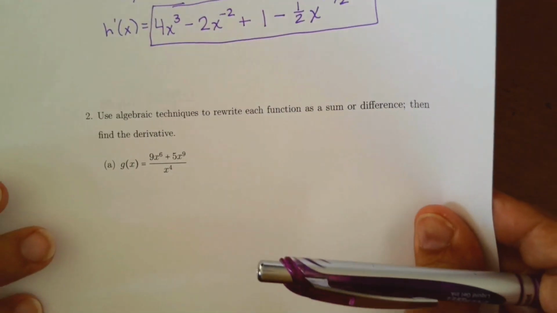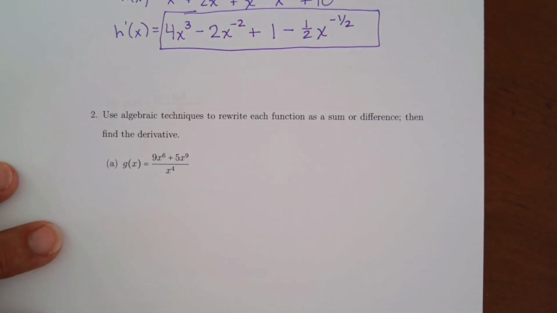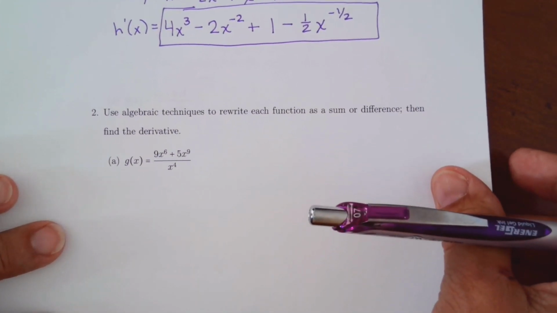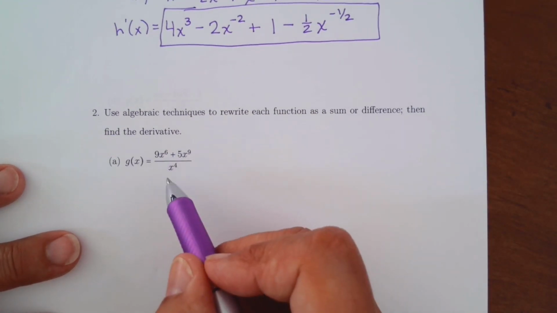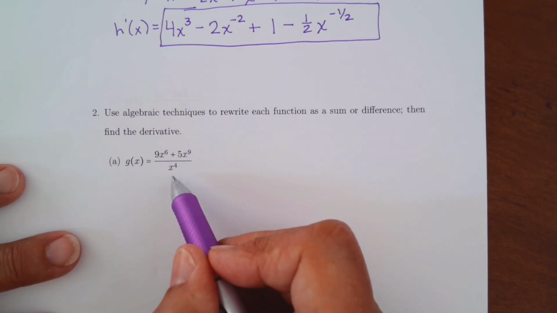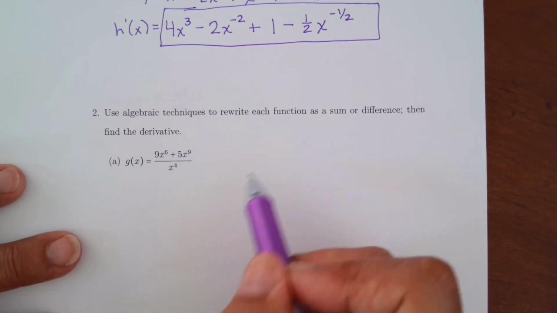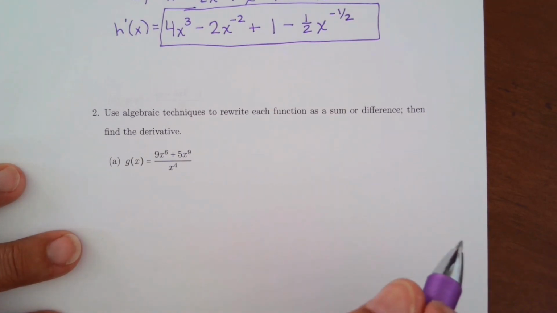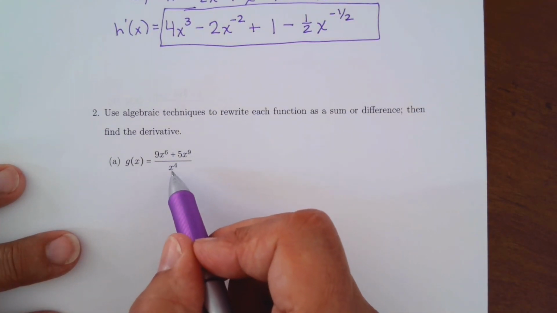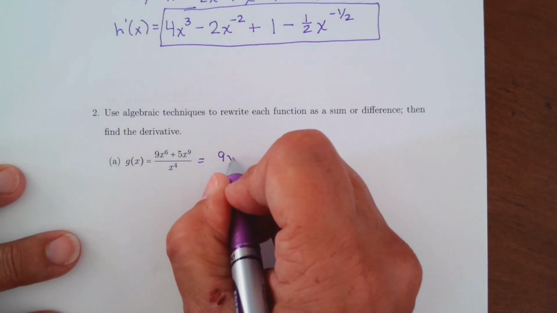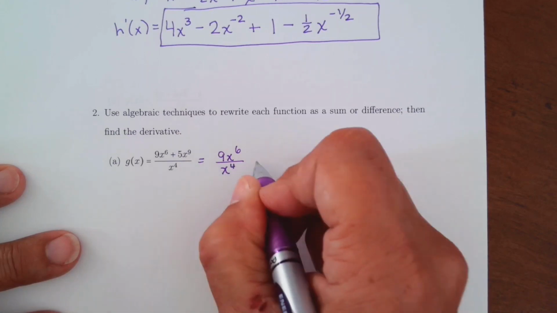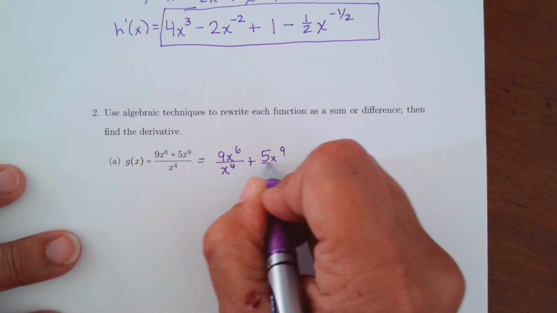All right, now, number 2 says, use algebraic techniques to rewrite each function as a sum or difference, then find the derivative. So when you look at part A, you might say to yourself, well, I don't know how to do that yet because this is a division problem. That's true, but we can divide each term by x to the fourth and then make this into something that we can take the derivative of. So remember, when you divide everything in the numerator by what's in the denominator, this is 9x to the 6th over x to the 4th plus 5x to the 9th over x to the 4th.